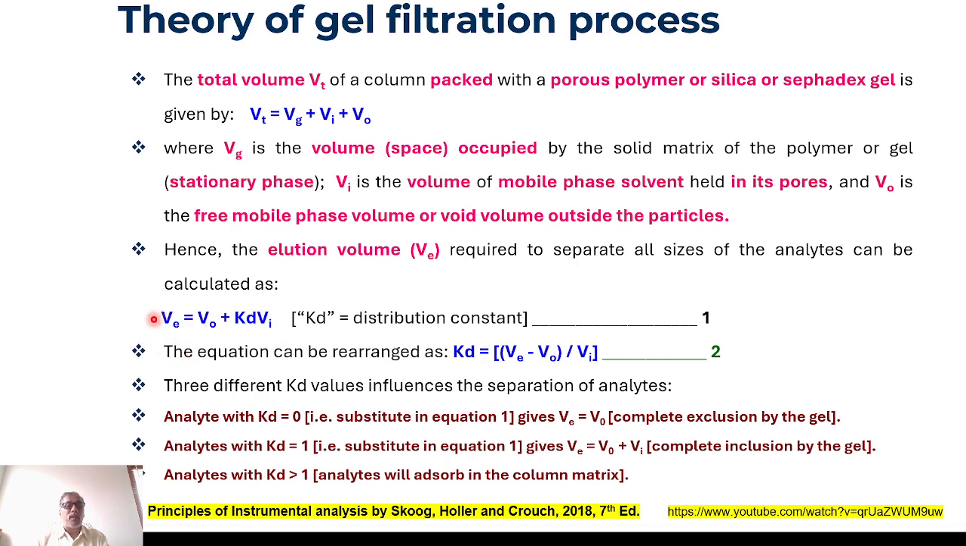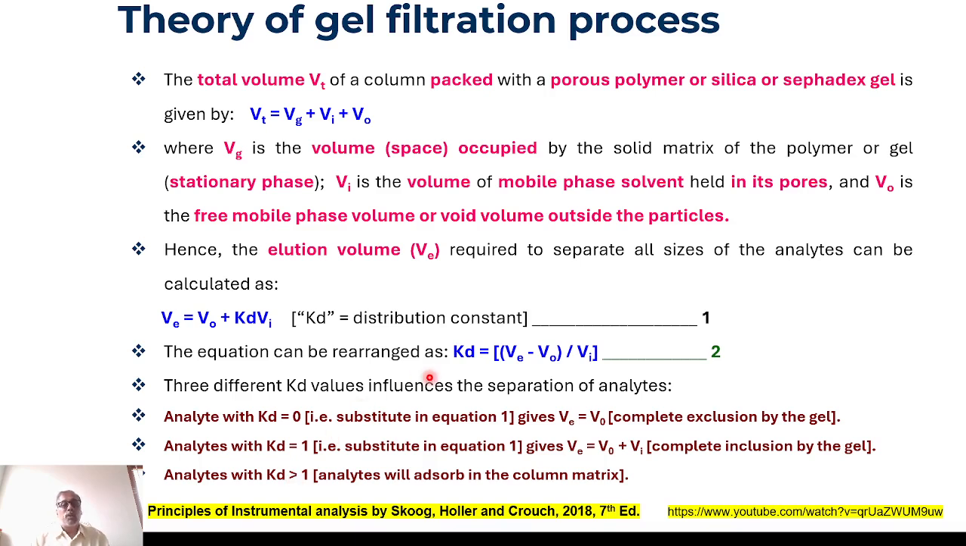Suppose you have prepared 30 ml higher, so automatically the KD value will become higher, right? So when KD value is greater than 1, here you can use it. Say V is equal to 30 and VO is actually 10. So 30 minus 10 is 20 and VI is 10. So 20 divided by 10 you will get 2. So the KD value is greater than 1. That means the analytes will be adsorbed to the gel surfaces.